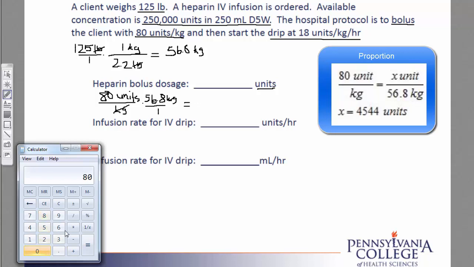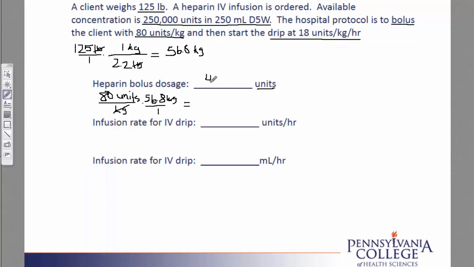On our calculator, we'll take 80 and multiply it by 56.8. Our final answer then is 4,544 units. This comes out to a whole number, so we don't have to do any rounding at all. At this point, we're done with the bolus.